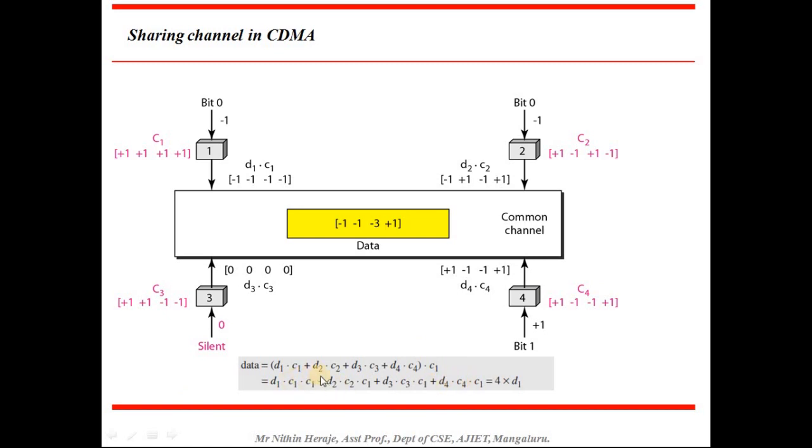And here you get C1 into C1 as n, the number of stations, that is 4, and d1 remains as it is, so the value will be 4 into d1. So this is how you need to solve by applying those 5 properties. Okay, I hope you understood this, right?